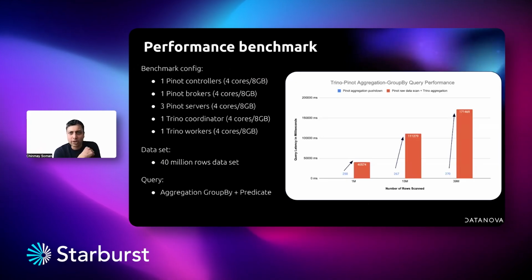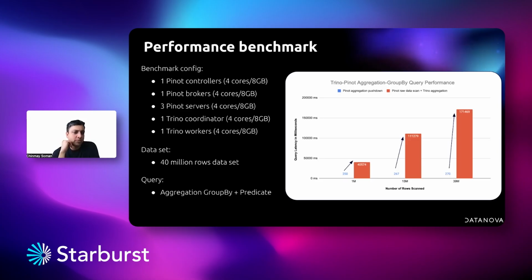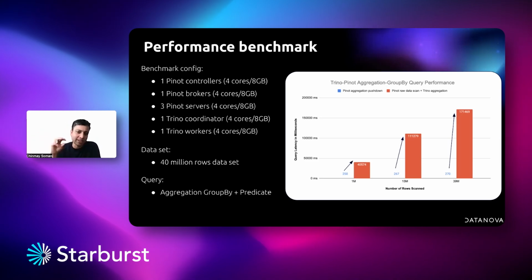So this is just a quick benchmark, again done by Elon and team. So thank you to them. I won't go into the details, but this is a data set of 40 million rows. And the queries being run as part of the benchmark were mostly aggregation queries with group by and filter predicates. The blue gives you the query latency for when aggregation pushdown is enabled. That means the query is actually executed by Pinot instead of Trino.